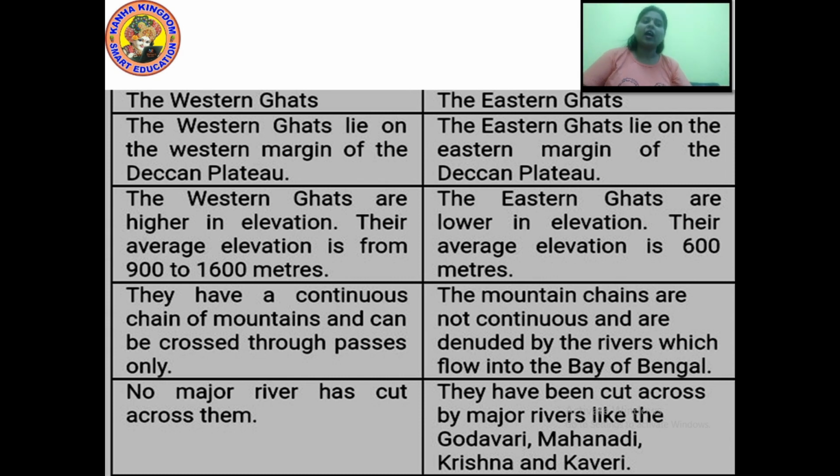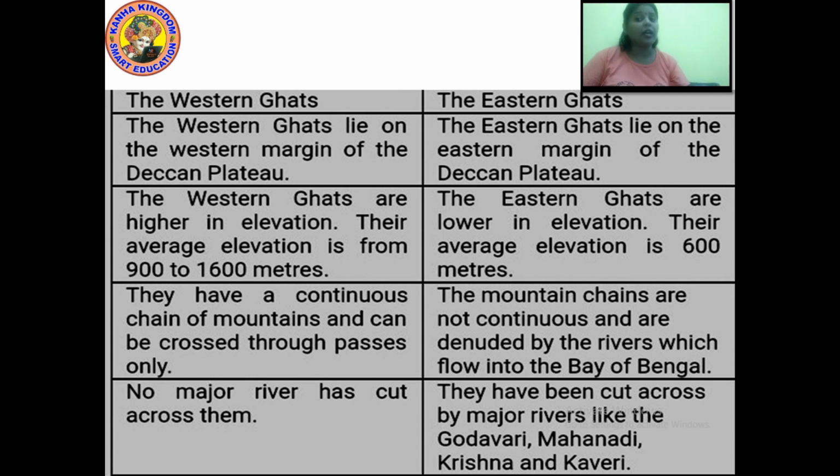They have a continuous chain of mountain. Not like this, that we are drawing the mountain, then a flat area is coming and then again the mountain is coming. Not like that. It is in a continuous range, and can be crossed through passes only. No major river has cut across them. So no major river is coming on the Western Ghats.